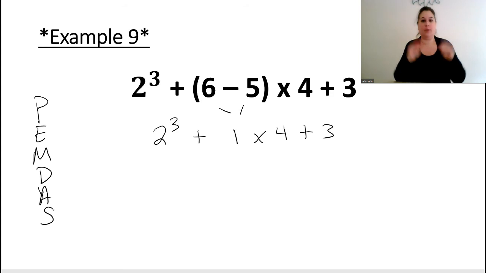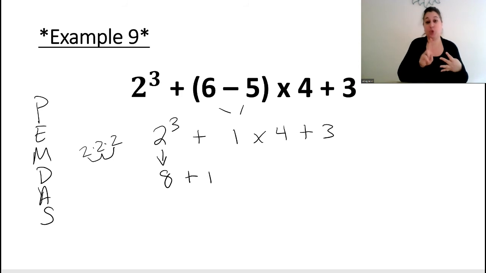Make sure that you're writing your pluses and multiplication symbols correctly so that you don't get them confused on which one's which. Okay. All right, I did my parentheses, so let me see. Are there any more parentheses? Nope. Any exponents? Yes. 2 to the third power. 2 times 2 times 2. 2 times 2 is 4 times 2 is 8. So that's 8. So bring everything else down.